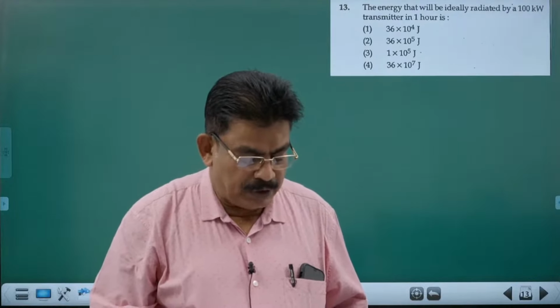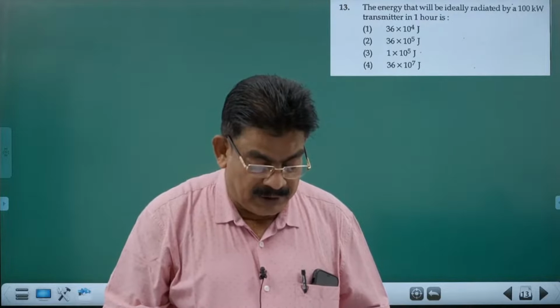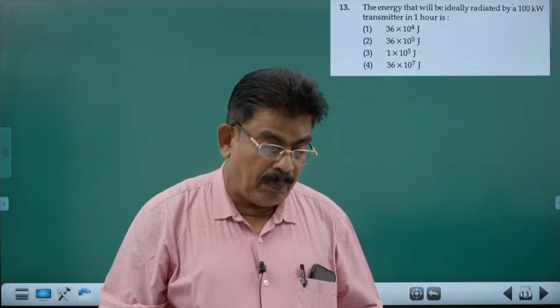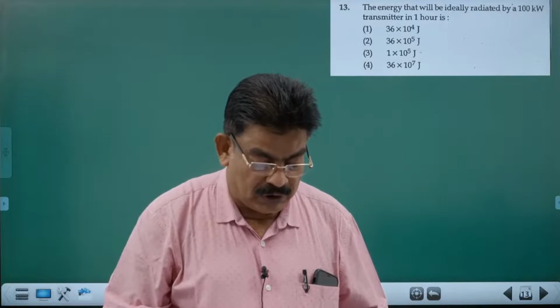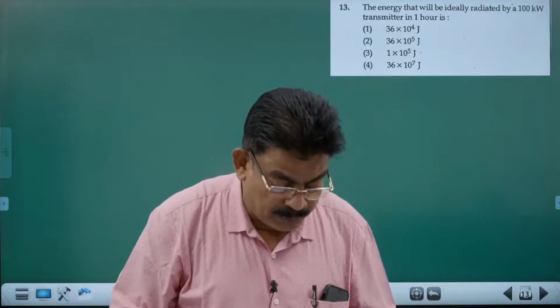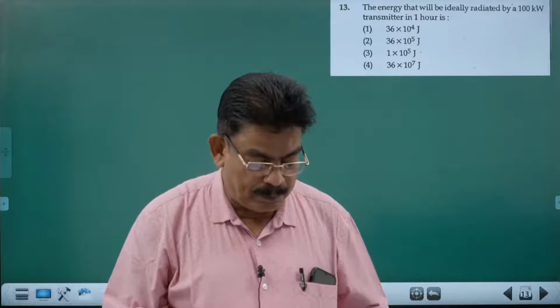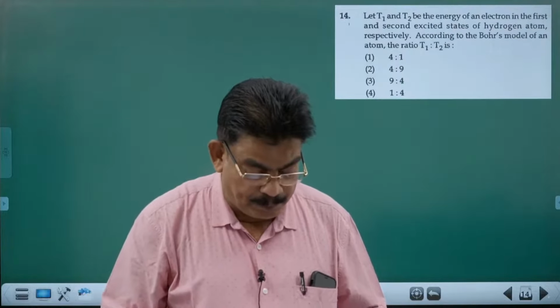Okay, question number 13 I have to start with. In question number 13, power is given, and energy is power into time: 100 kilowatts into 1 hour. When you convert it to SI units, that comes to be 36 into 10 to the power of 7 joule. Answer is 4.